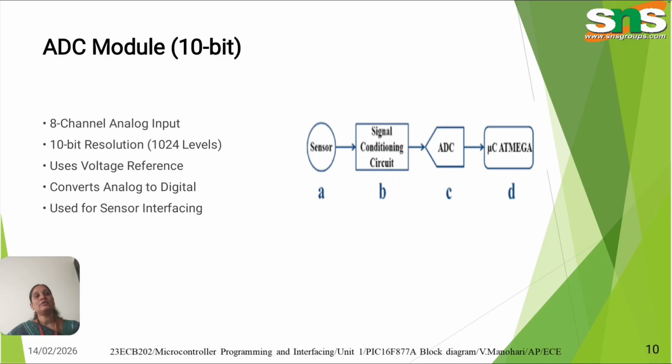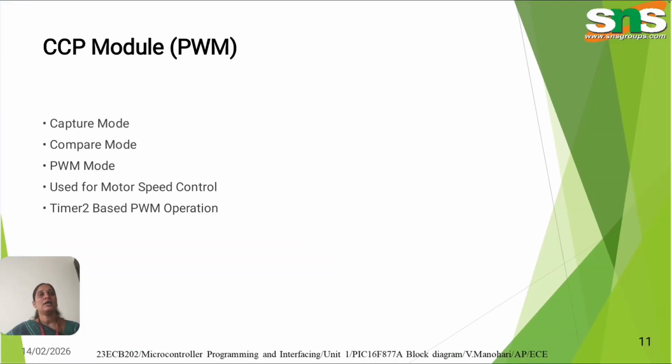Moving on to the CCP module. CCP is nothing but compare, capture, and PWM. It's mainly used for generating pulse width modulation signals. These signals are used in motor speed control, LED dimming, and servo control.